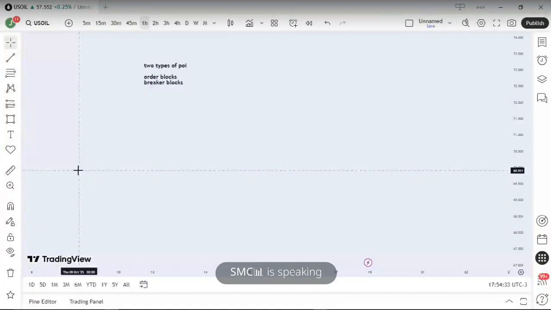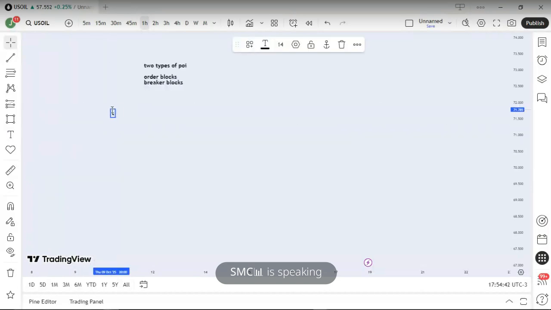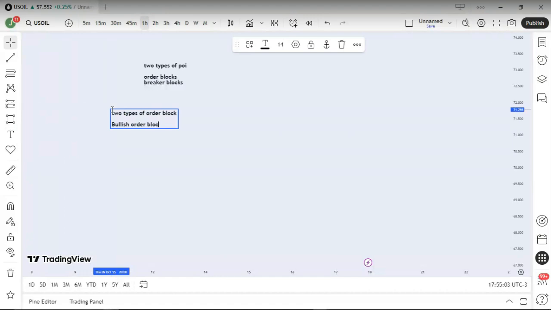For order blocks, we have two types. The first one is the bullish order block, and the second one is the bearish order block.